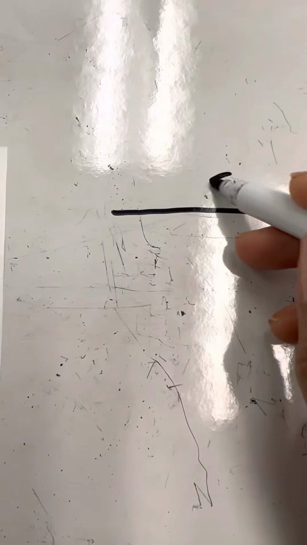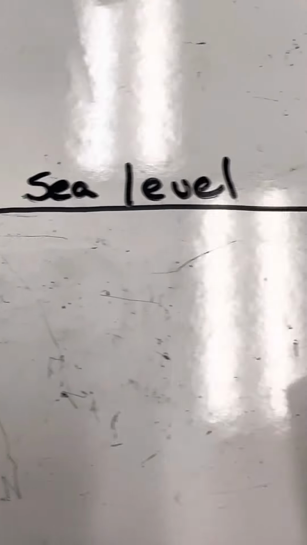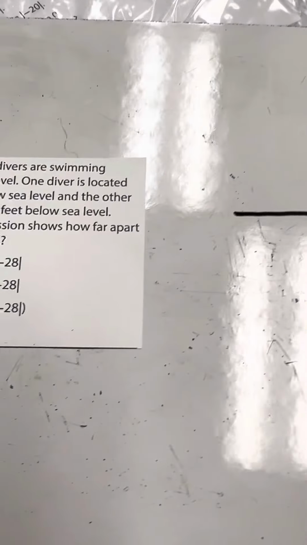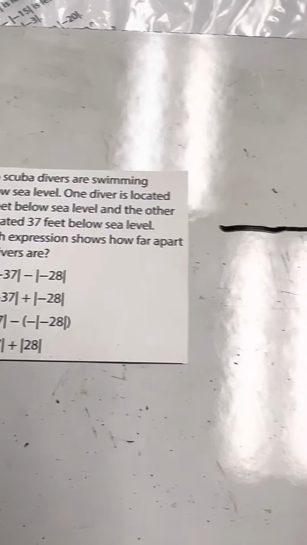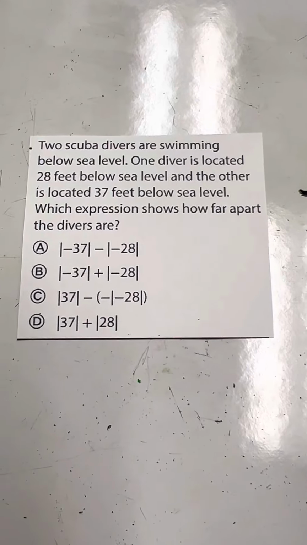Now, sea level, when we talk about integers, always refers to the number 0. So think of sea level as the number 0. Okay, so this is the sea level. Now we're going to draw the location of the divers.